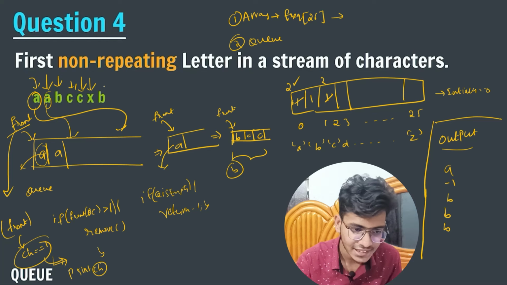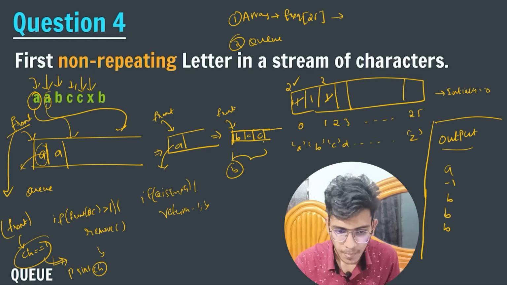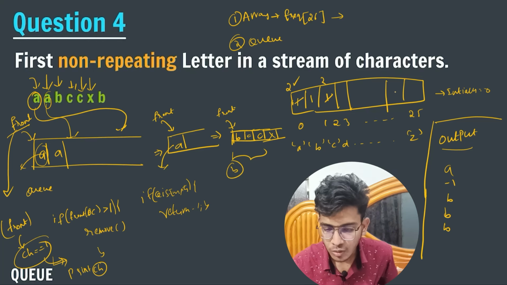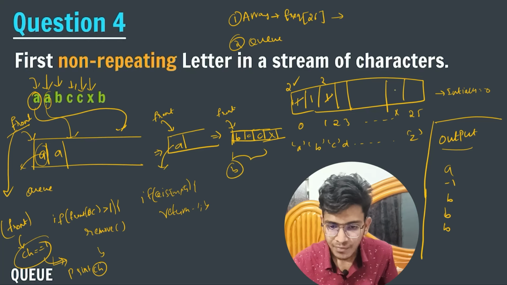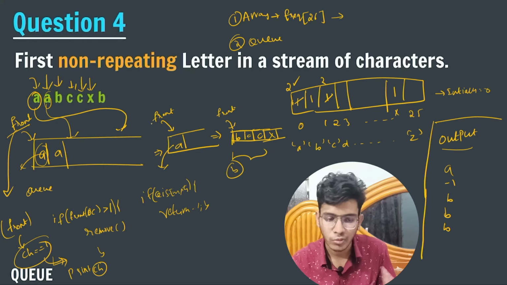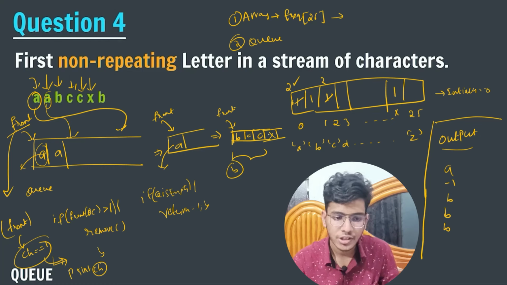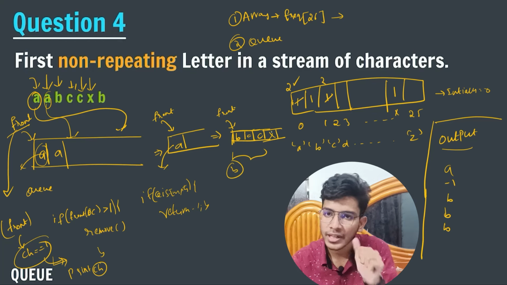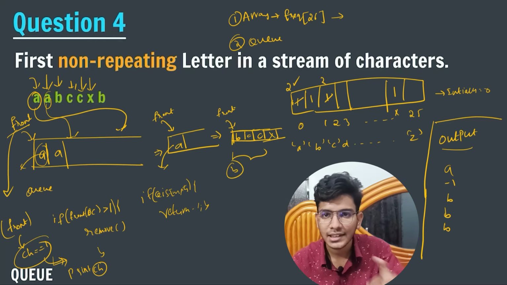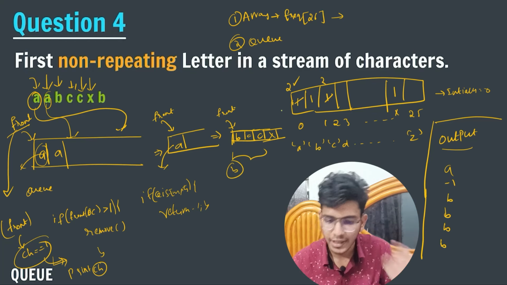Now after that, I will add X, right? I will add X here, and after adding, I will increment the value. Let us say that this is my X here. Now I will increment the value to 1. After that, again I will check what the front element is. The front element is again B, and what is its occurrence? 1. So I will print B again here.